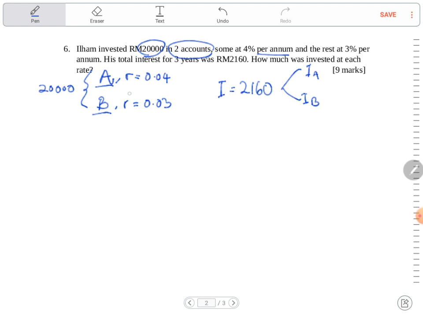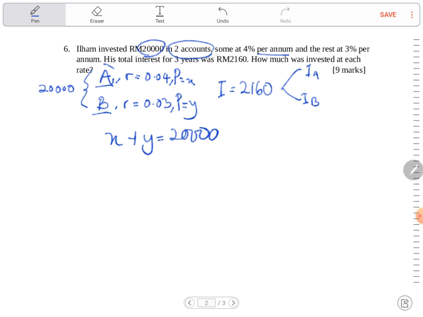Okay, macam mana kita nak buat sebenarnya? Kita tak tahu, tapi sebenarnya kita boleh buat relation between semua maklumat ni. Apa relation dia? Kalau lah account A ni kita lambangkan principal dia sebagai X, account B sebagai benda lain lah, so principal dia maybe Y. So kalau principal untuk account A adalah X, principal untuk account B adalah Y, kita tahu hasil tambah kedua-duanya adalah 20,000. Itulah principal yang diinvest. So the first relation is X plus Y equal to 20,000. Okay, so this is for the principal.